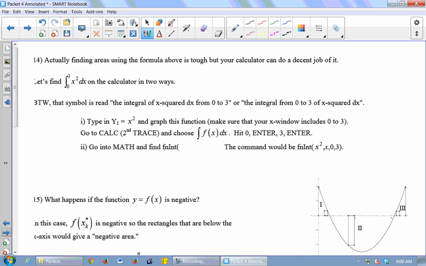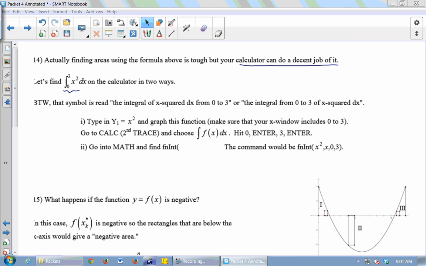Remember back when we first learned derivatives and we had to calculate derivatives using the limit definition of the derivative, and that was tough? This is way tougher. But it's the same kind of idea. So your calculator, though, can do a pretty decent job of estimating this. Get you pretty close to an exact answer. So the integral from 0 to 3 of x squared dx, that means the area under the curve y equals x squared from 0 to 3. So let's have the calculator find this area for us.